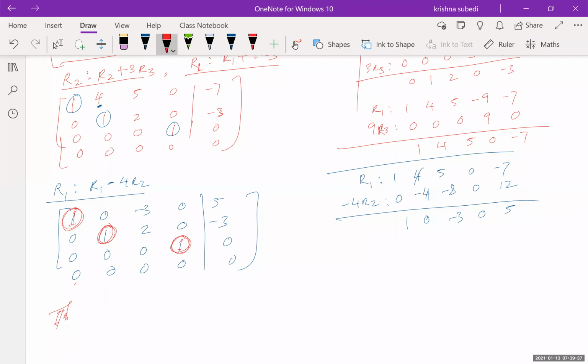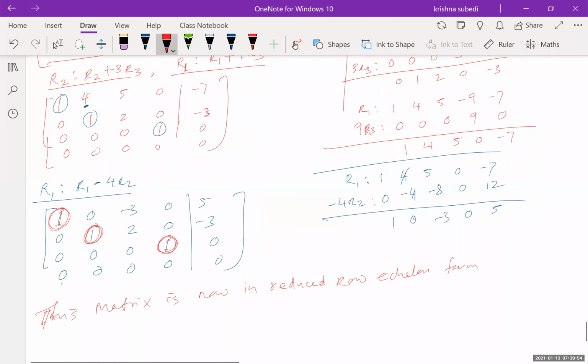So this matrix is now in reduced row echelon form. In short, we write RREF.